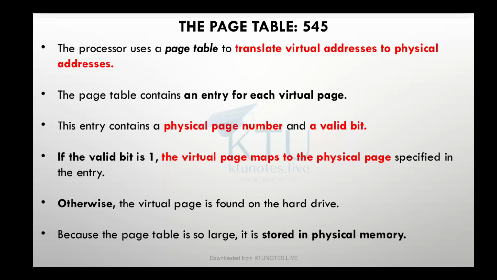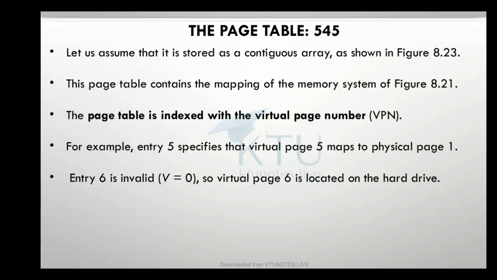Because the page table is so large, it is stored in the physical memory. Understanding the page table may be hard because it is so large, so you have to store it in the physical memory. The problem that arises when storing it in the physical memory is that 2 memory accesses would be needed. Now let us assume that it is stored as a contiguous array.